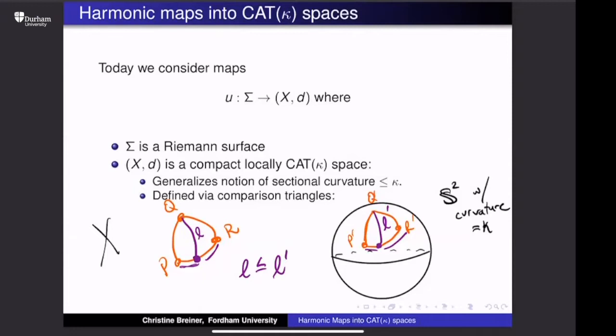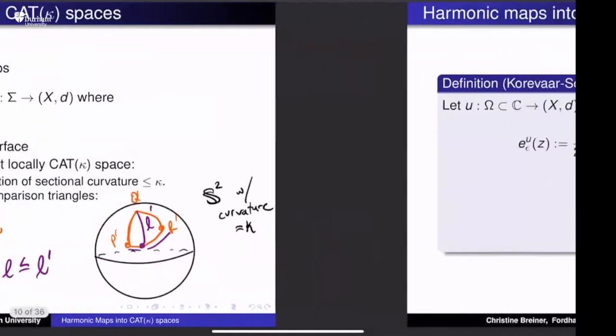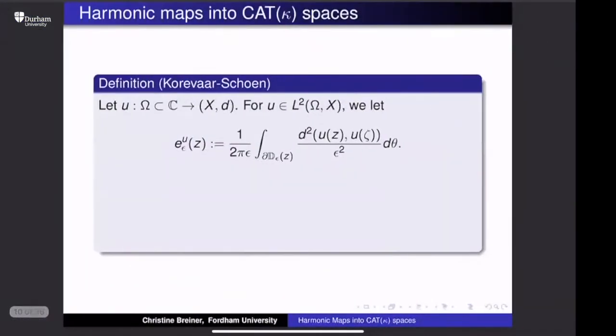Okay, so we want to talk about harmonic maps in this setting, so we need to know what kind of energy we're using. There are a few definitions of Sobolev spaces out there. We're going to use the one that was defined to understand harmonic maps. It was given to us, I think, in '93 by Korevaar and Schoen. Korevaar and Schoen were studying geometric rigidity problems using harmonic maps into non-positively curved, so CAT(0), spaces.